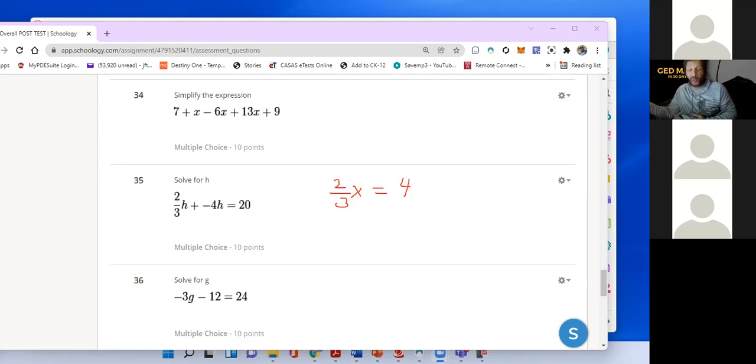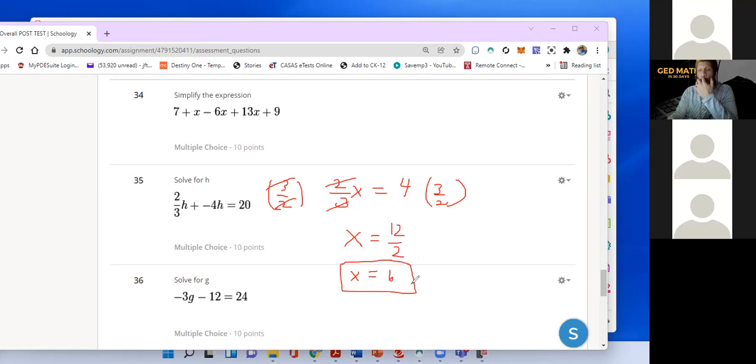So what I want you to identify though is what she just said. First we multiply by 3, then we divide it by 2. What you should notice is if you have a fraction as a coefficient, in order to get rid of that fraction, multiply it by its reciprocal. So flip it. So what we want to do is multiply both sides by 3/2. If you notice, the 3's cancel, the 2's cancel, we're left with x equal 12/2, and we still get 6.